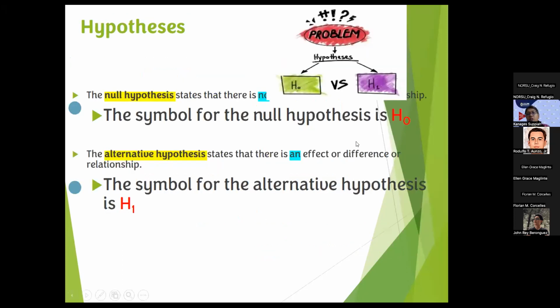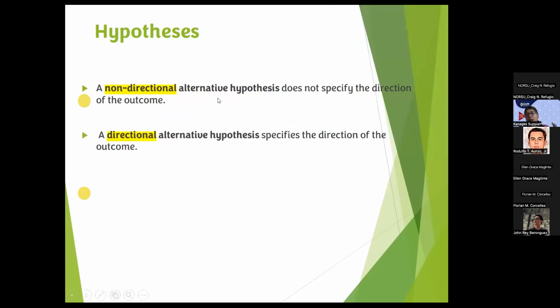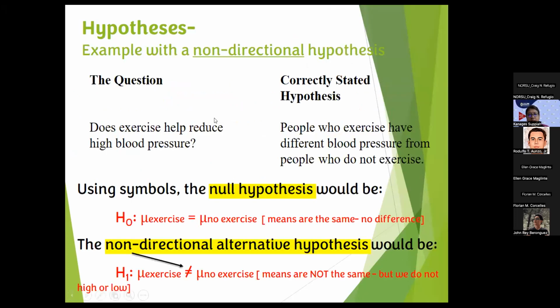So when we talk about hypothesis testing, we've got null versus alternative. What is null? Null says there's no difference or there's no effect. Alternative says there is an effect or difference on the relationship. All right? So hypothesis can be non-directional, can be directional. All right? What do we mean by that?